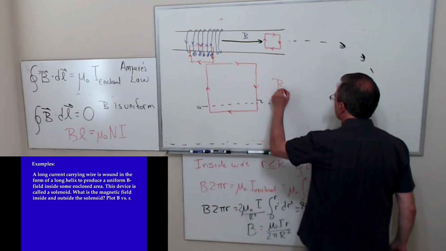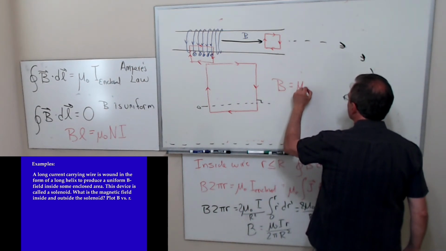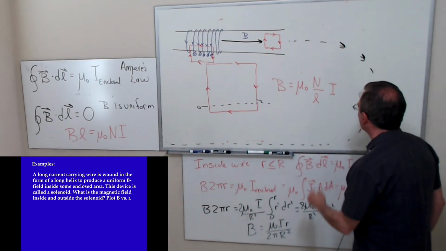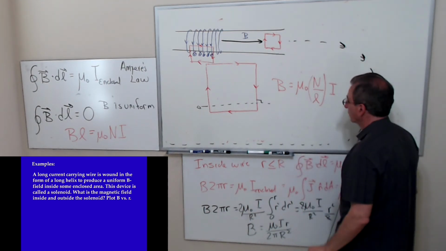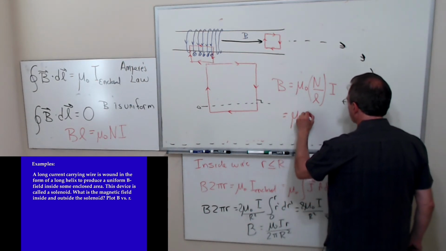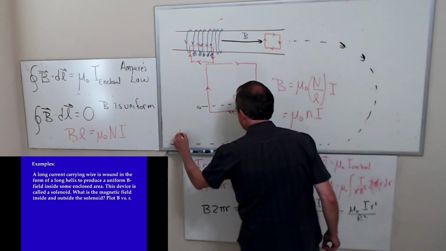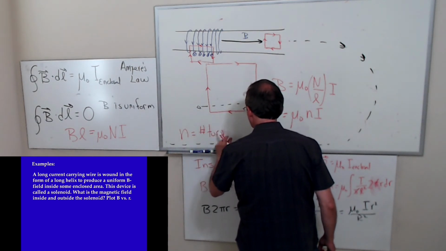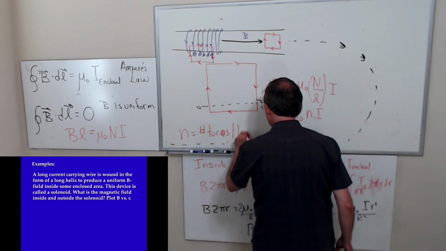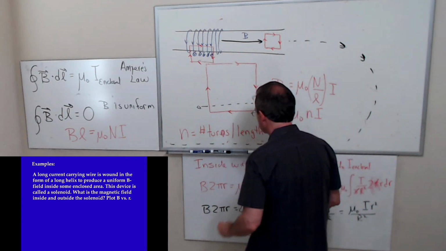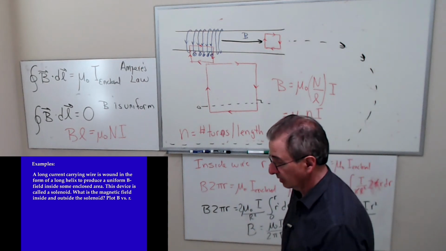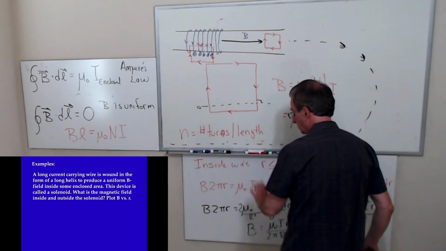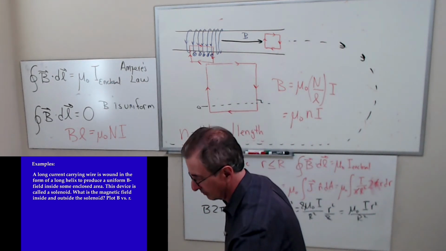So the magnetic field is just mu naught times N over L times I. What is this? This is the number of turns per unit length. So we write it this way. N is just the number of turns per unit length. That's it. And that's the field of a solenoid. Now, I'll do the torus next time.